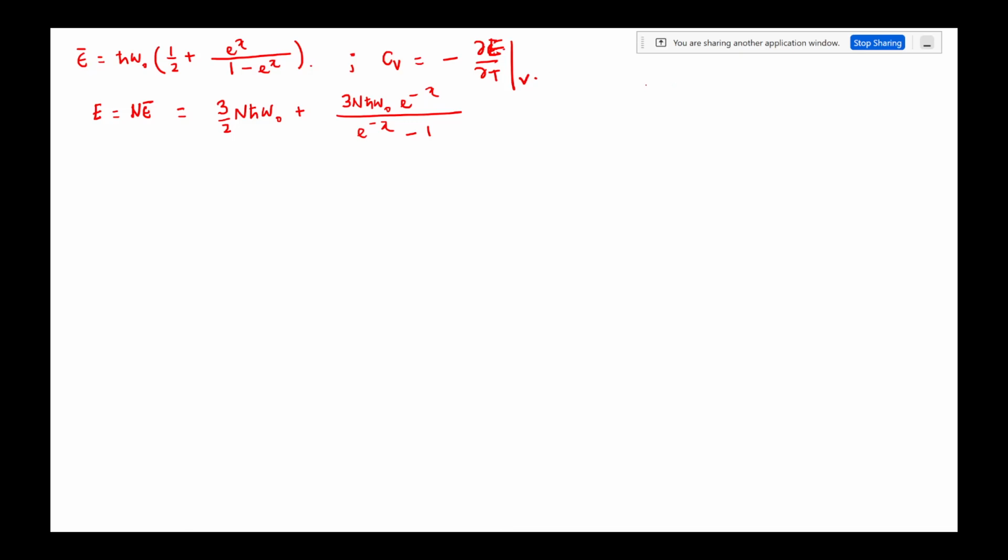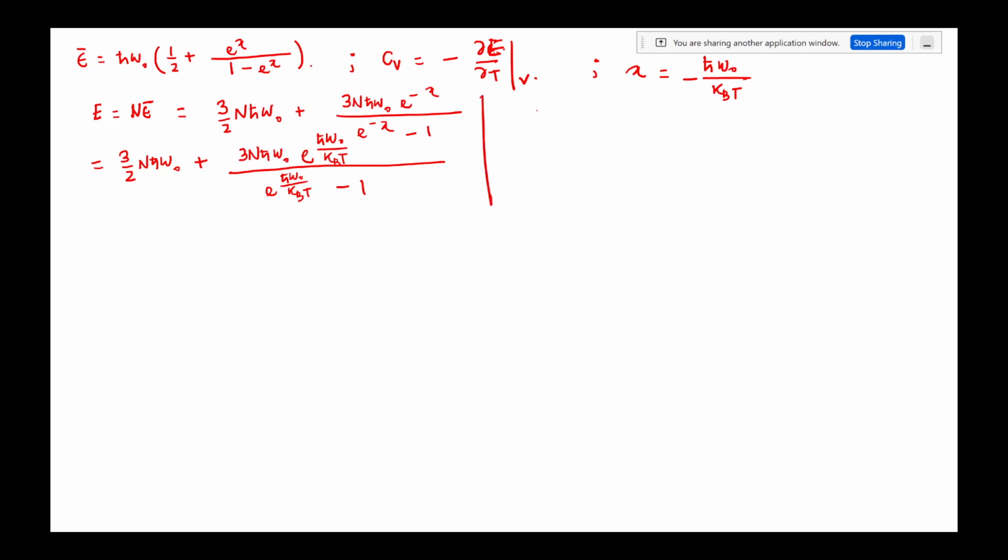What was x? x was h cross omega naught by kBT. So if you substitute this here, it becomes 3/2 n h cross omega naught plus 3n h cross omega naught e to the power h cross omega naught by kBT, divided by e to the power h cross omega naught by kBT minus 1.